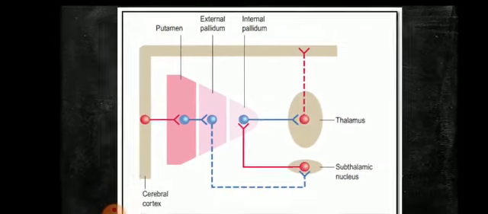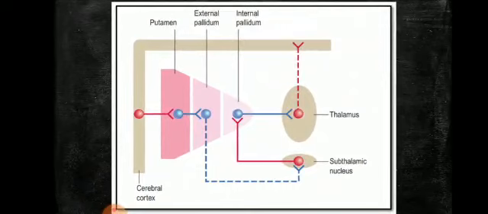Please understand that to initiate and plan a motor movement, you need to have both this direct pathway and the indirect pathway happening, and both these pathways operate in exactly opposite ways.